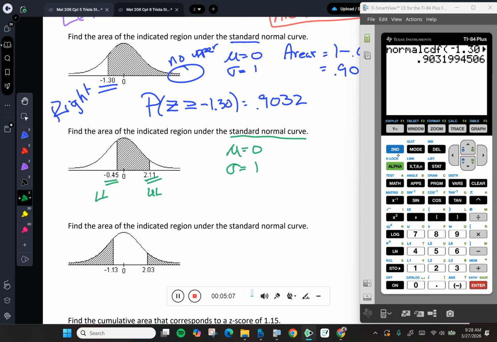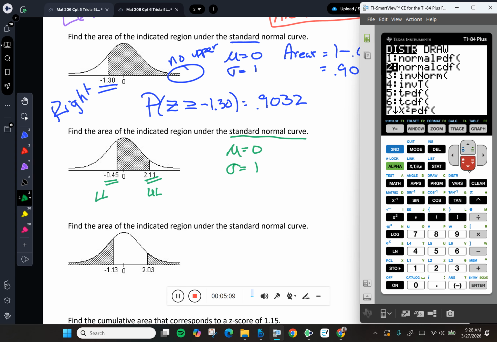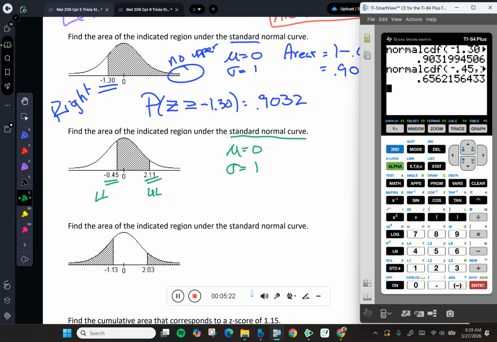So when I take this over to the calculator and I go to my distributions and grab that normal CDF command, I have both a lower and an upper stated. So I can type those in. Mean is still 0, standard deviation is still 1. And I get then that the probability, or the area, from negative 0.45 being less than or equal to z being less than or equal to 2.11 is 0.6562.